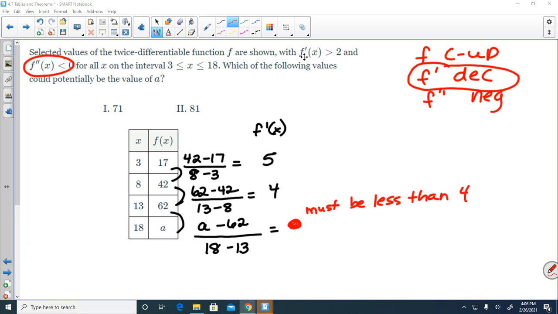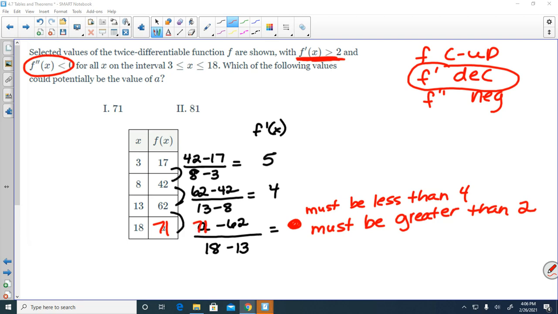The other thing I know is that they told me that my derivative always stays greater than 0. Not greater than 0, greater than 2. So this information tells me that this number must be greater than 2. So I've got two options here. This could be a 71. So if we put 71 right here, let's see what happens.